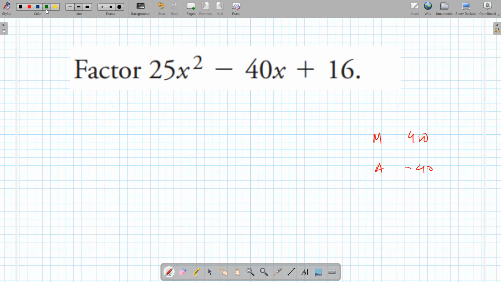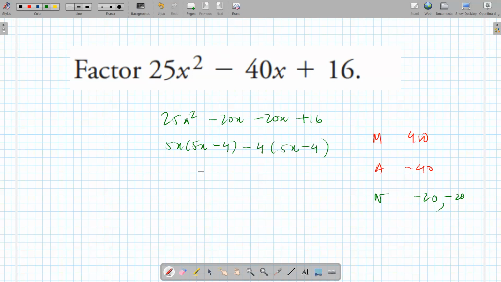Negative 20 and negative 20. So now we're gonna do 25x^2 minus 20x minus 20x plus 16. Pull out a 5x from the first one, you're gonna be left with 5x minus 4. Pull out a 4 from the next one, you'll be left with 5x minus 4. So you have 5x minus 4 times 5x minus 4. Now look at this, you have 5x minus 4 squared.